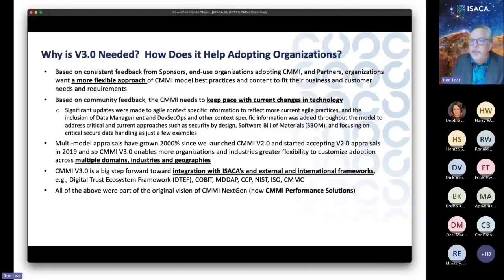So we do research, checking on demand. What do you want to see next in the model? What's missing in the model? That's done on a continuous basis, but we also do it annually. We do it at our partner workshop. So we're constantly doing market research to find out, where does CMMI need to go next?